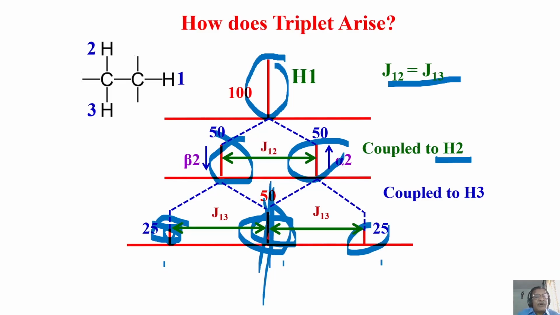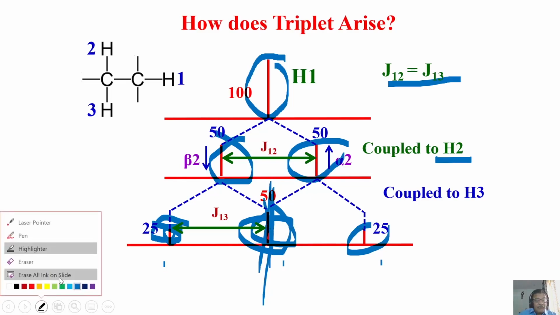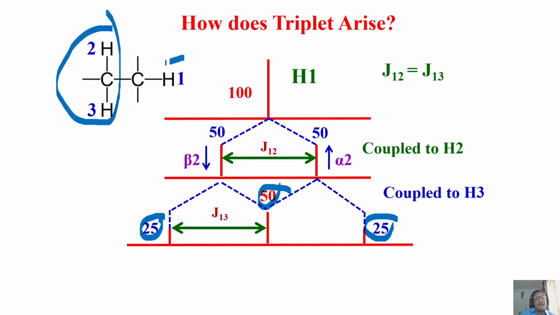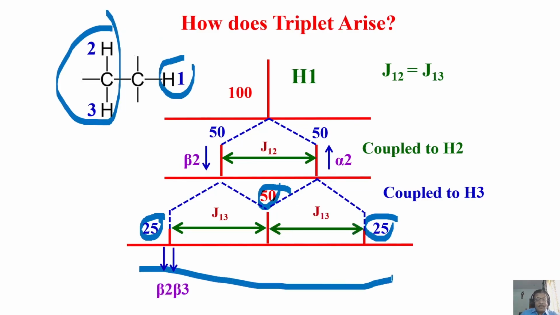What is that intensity ratio now? 1:2:1. You understand? Don't get confused. Now the intensity ratio is 1:2:1. This is when two equivalent protons are coupled to a single proton, you get a 1:2:1 intensity ratio.